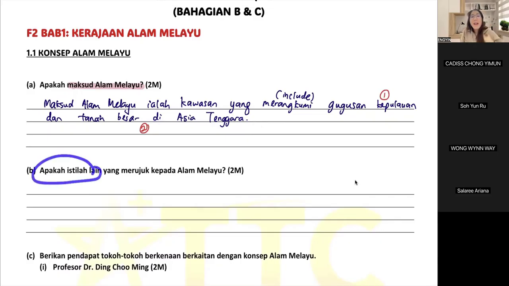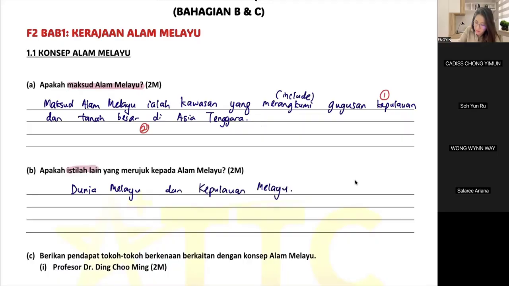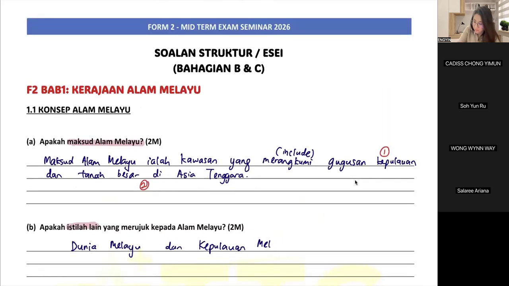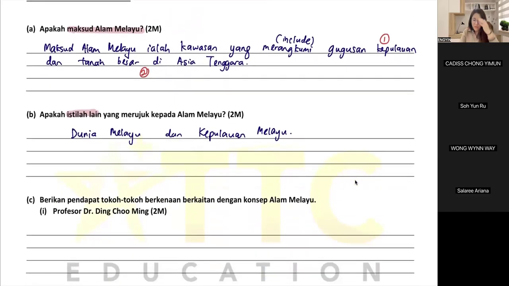And now, apakah istilah lain? What is the other istilah? How do you describe alam Melayu? Other words. Dunia Melayu, Malay world. And we just mentioned that alam Melayu is a place. And most of our Southeast Asia area are islands. So we call it Malay Islands.